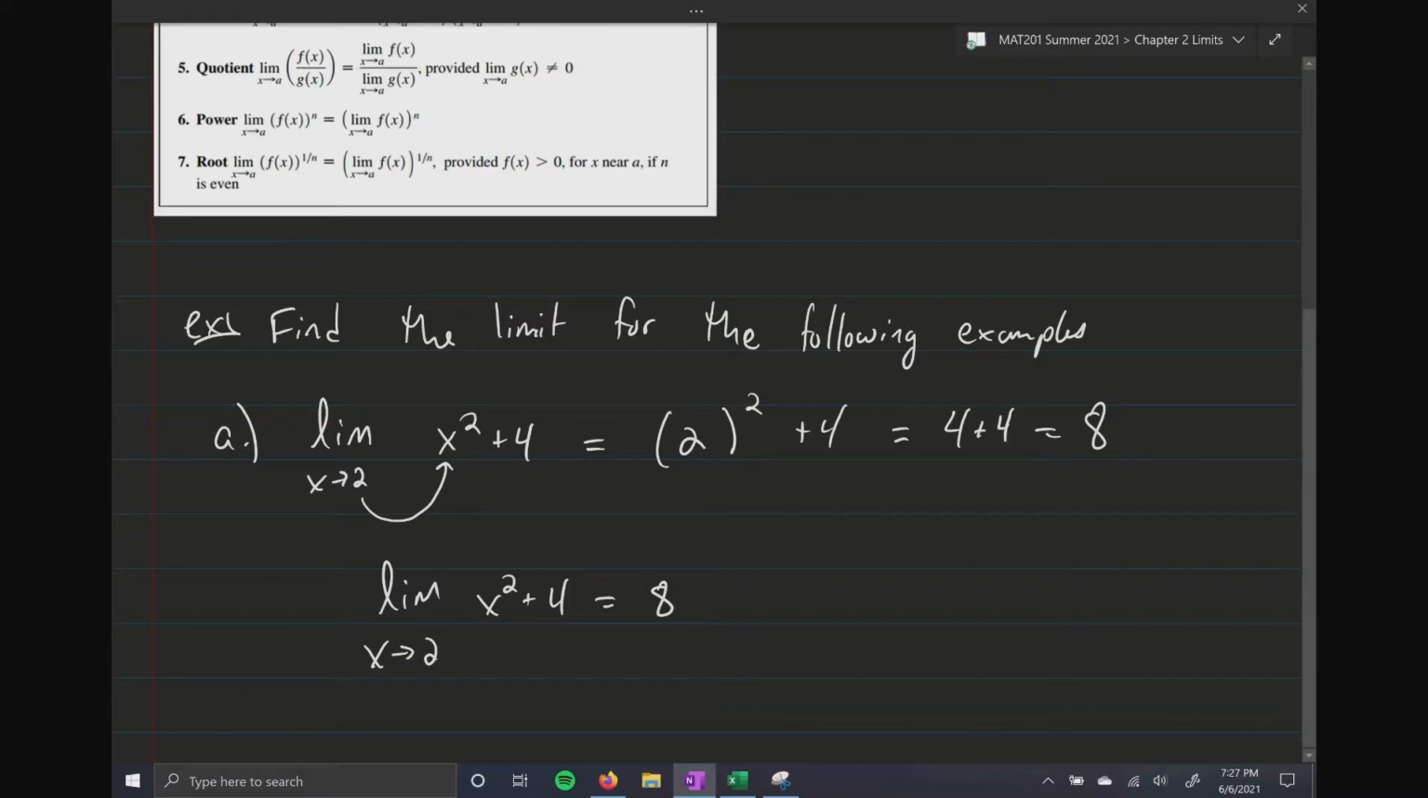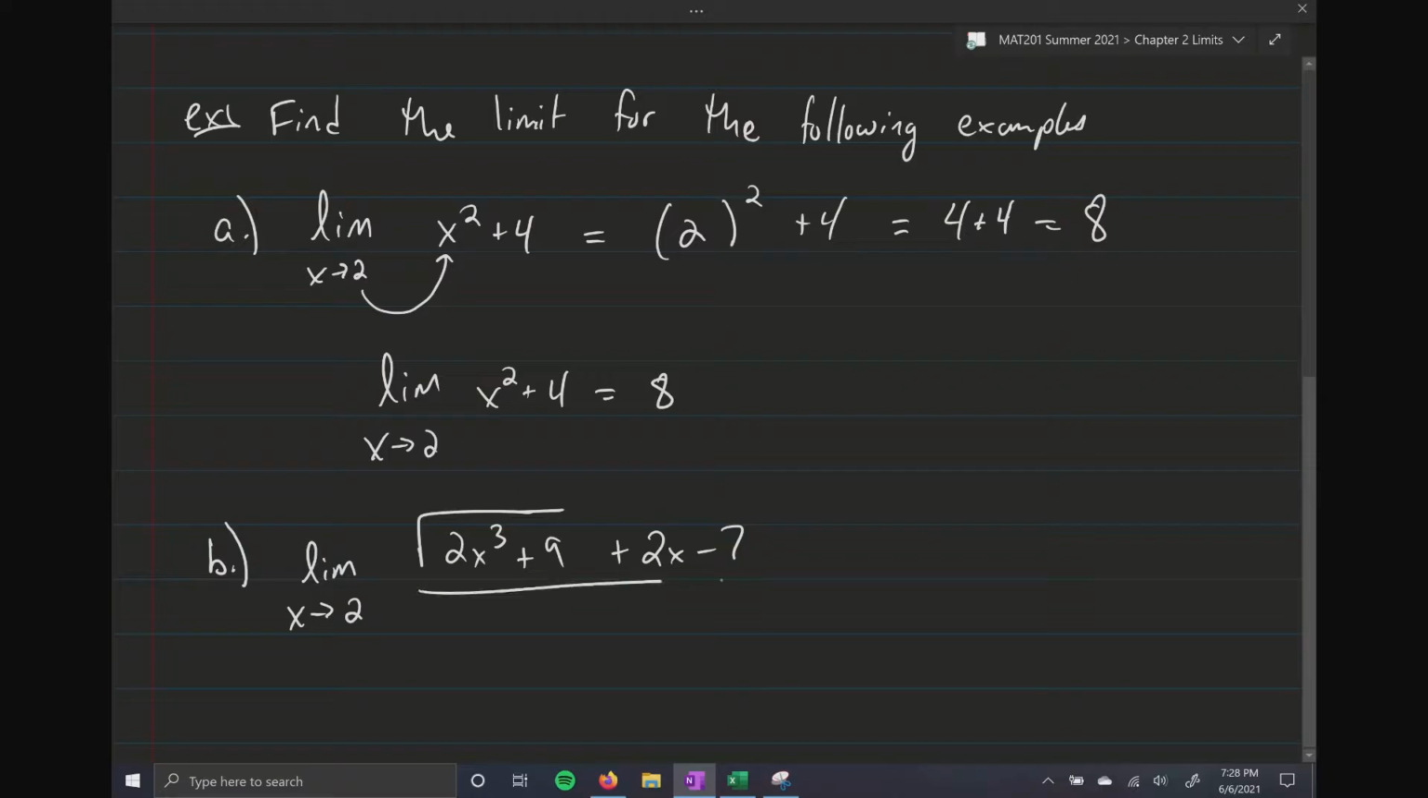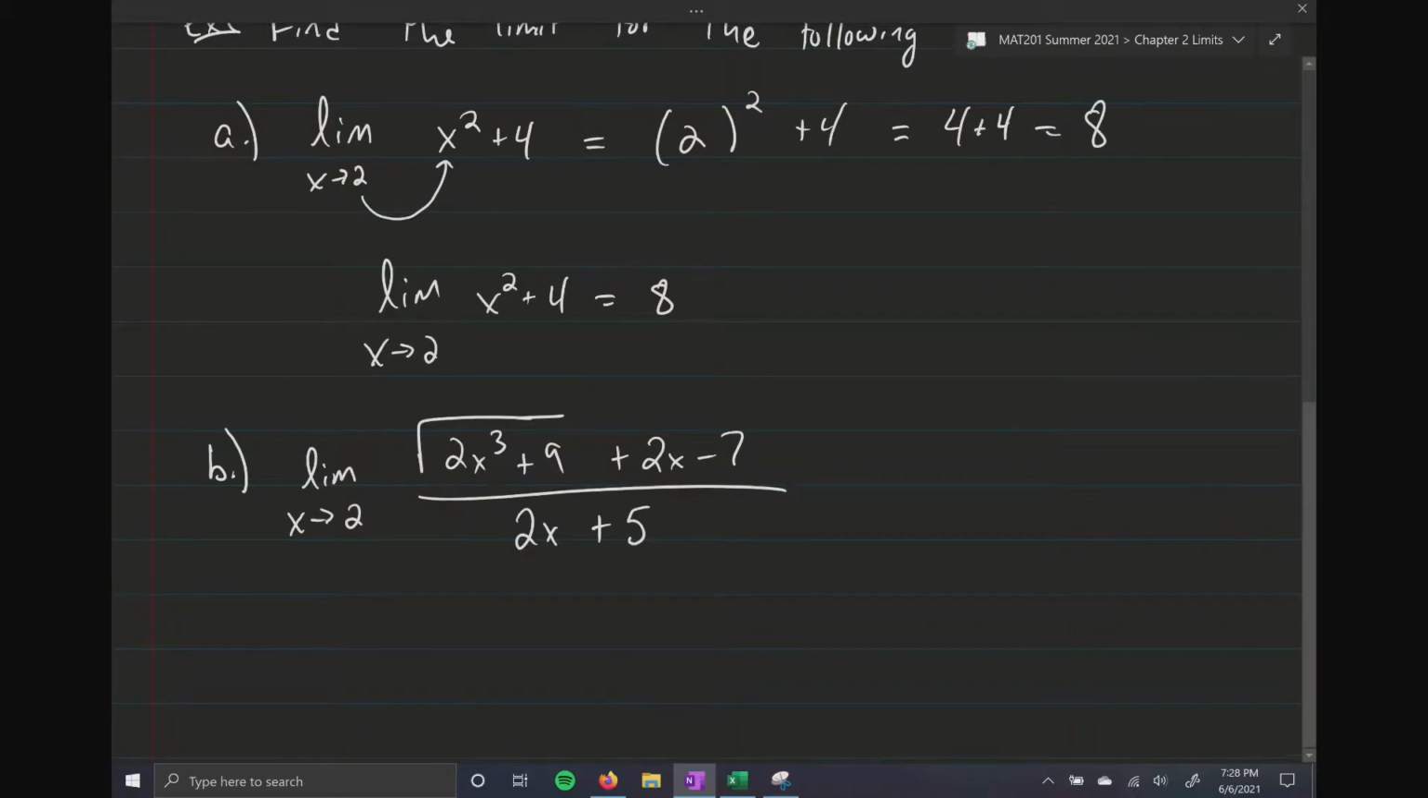Another thing that you want to look at would be an example like this. Let's say we wanted the limit as x approaches 2 of the square root of 2x cubed plus 9, plus 2x minus 7, all over 2x plus 5. Once again, substitute in the limit first, see what happens. So wherever we see an x, we're going to go ahead and just make our substitution.